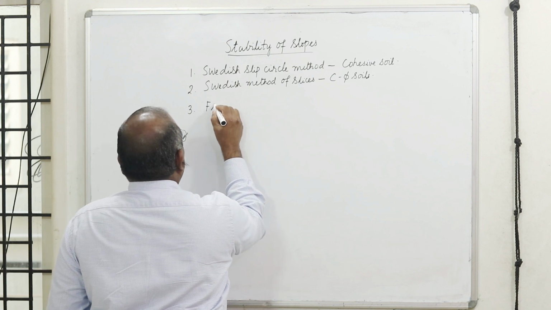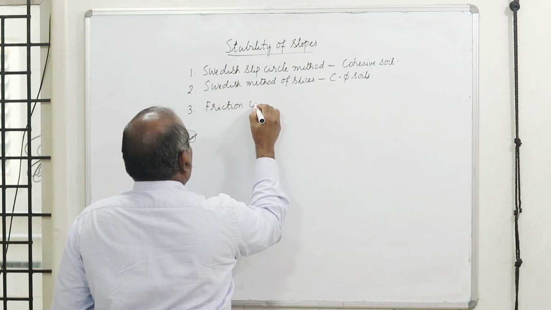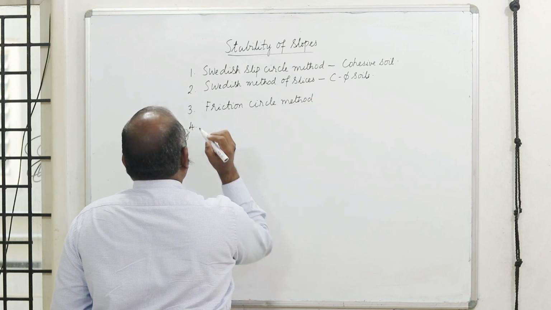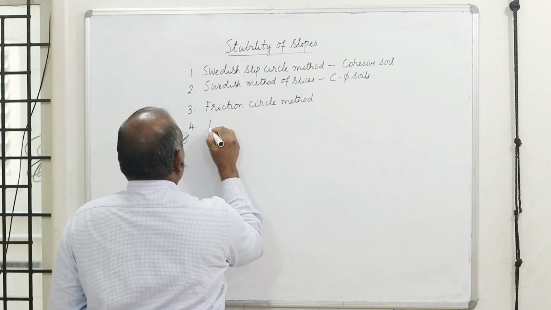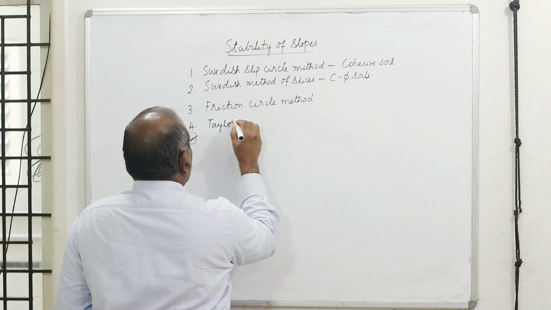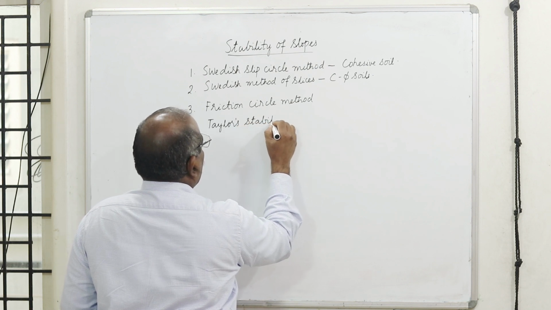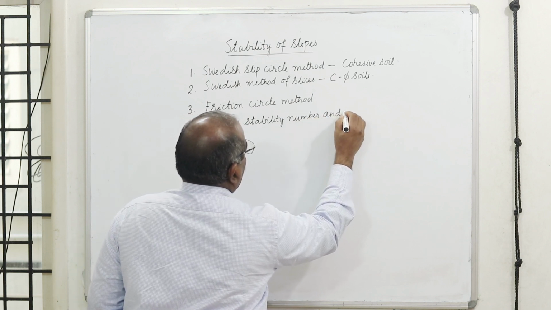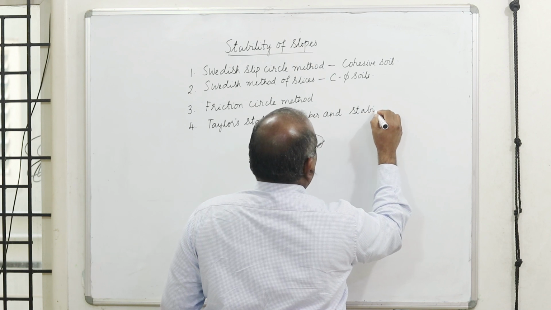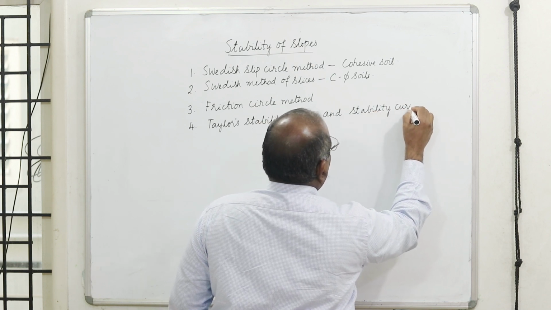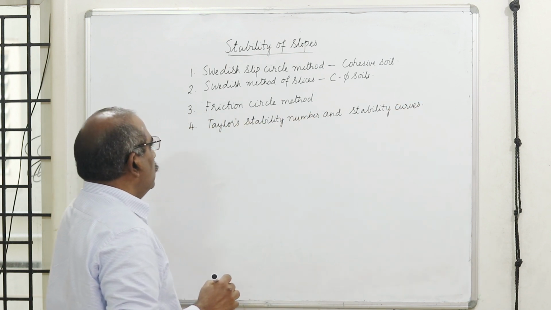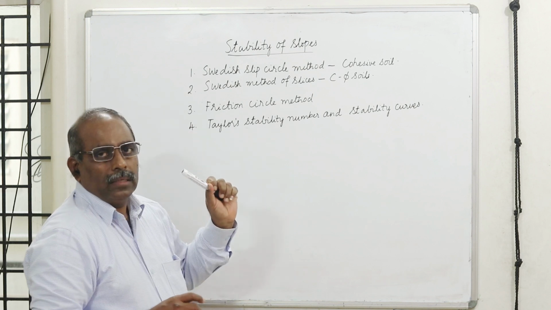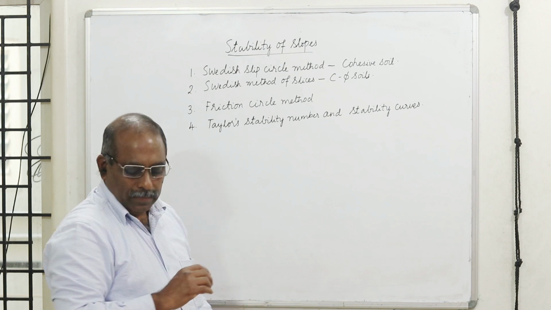The friction circle method, and the next one is Taylor's stability number, stability chart, stability curves. Now we will go to the friction circle method. In all these methods the presumption is that the slip arc is part of a circle.